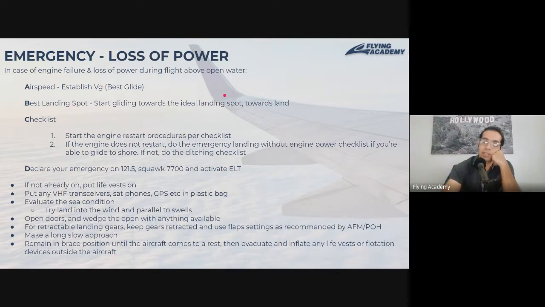A means airspeed: pitch for the best glide speed. Most likely you're cruising at a speed higher than glide speed. By pitching for VG, you're trading off speed for higher altitude, so you gain more altitude. It might be a couple hundred feet, but that might save you a couple more seconds.